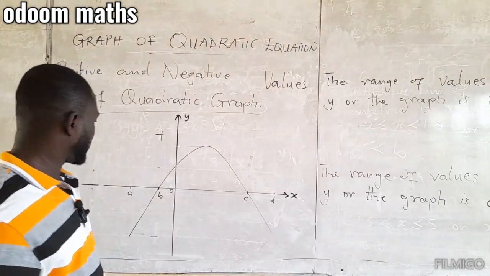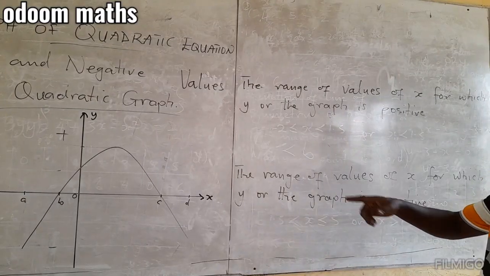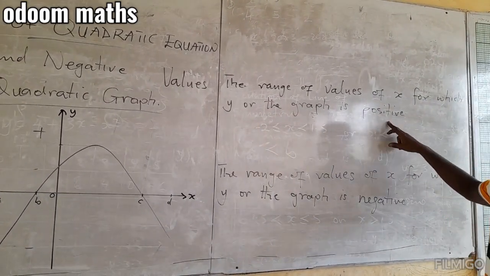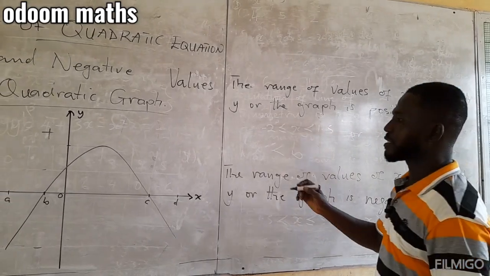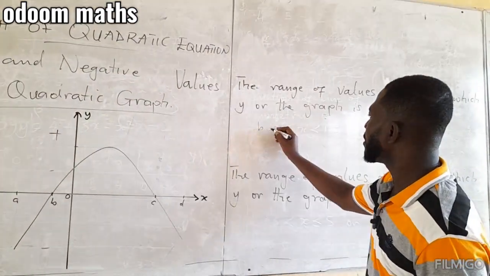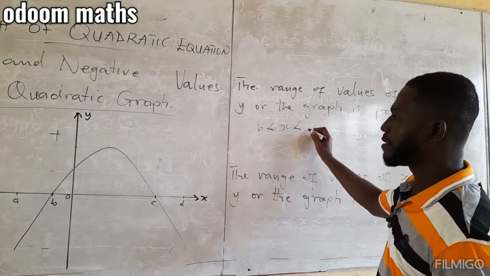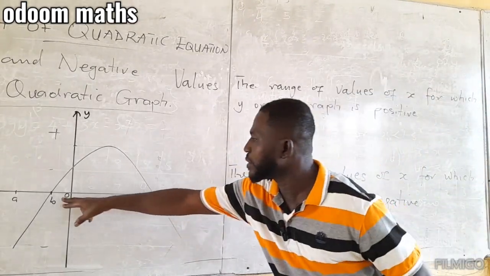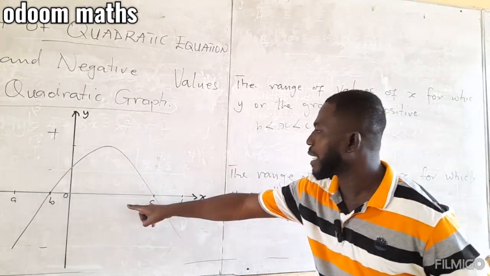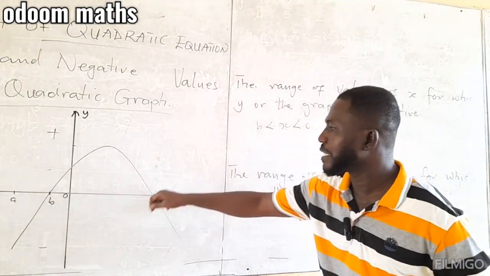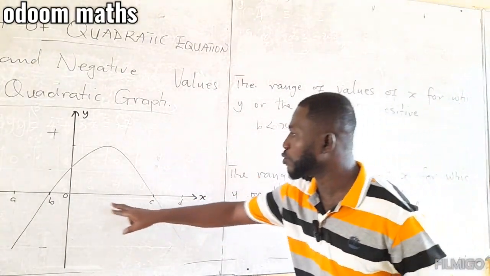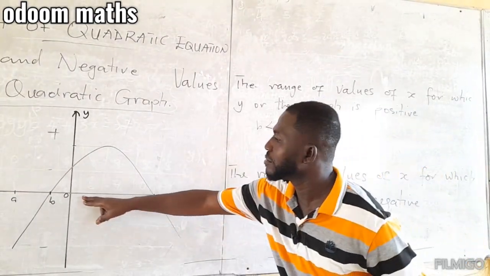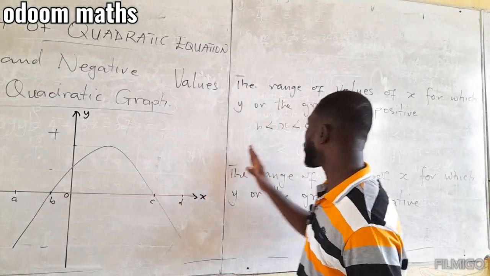So from the graph, the range of values of x for which y or the graph is positive is b less than x less than c. It is less than because at the points b and c, the y values are 0. So that is why we don't include them, but we say positive. So those y values that are above 0, that is what we are talking of.